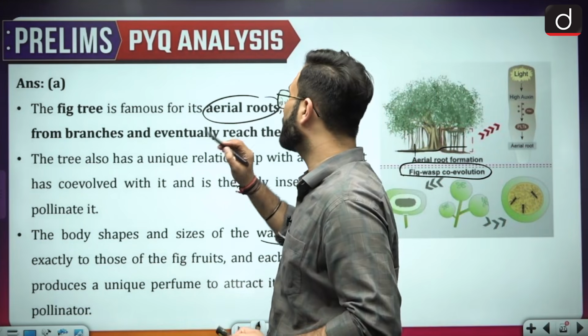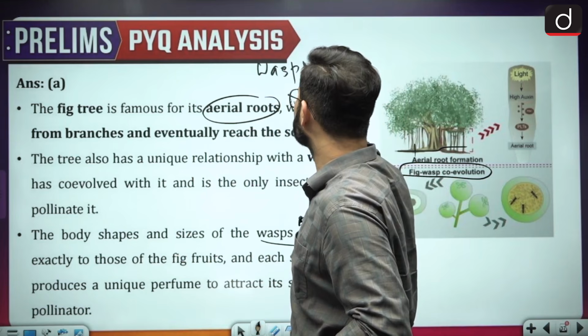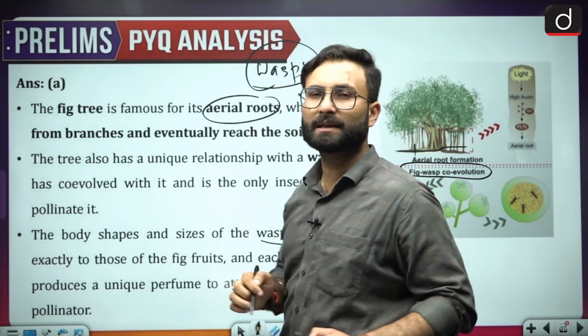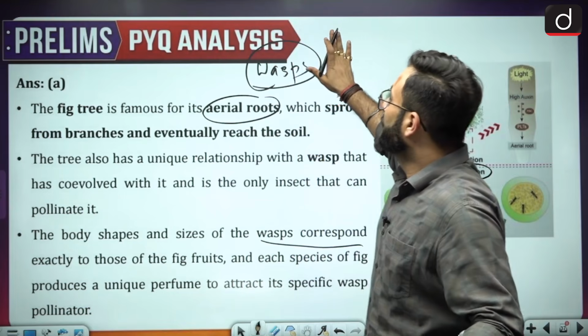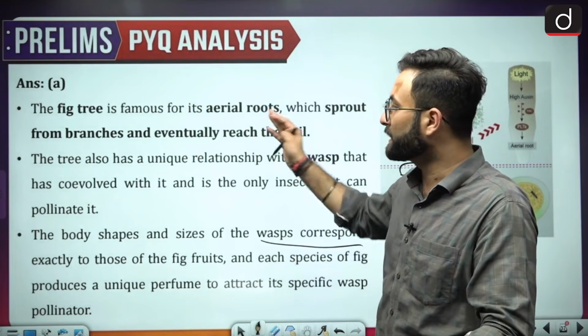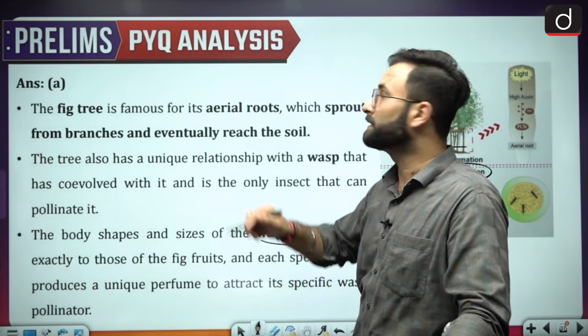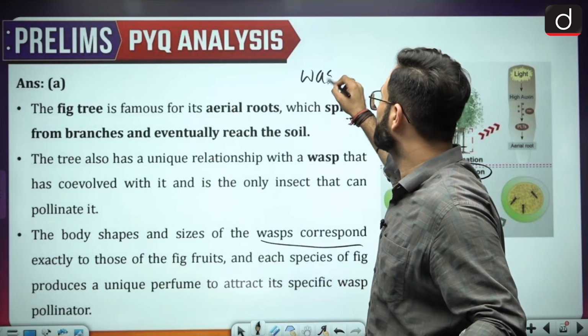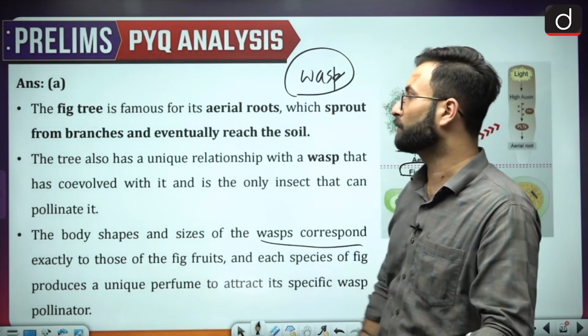Okay, so basically what they are saying is that there is this particular insect, the wasp, generally known as barra. These are the ones which have a specific relation with the fig. That can be asked again, because in the last 2 years this particular species has been asked 2-3 times. So you can add that to the notes.